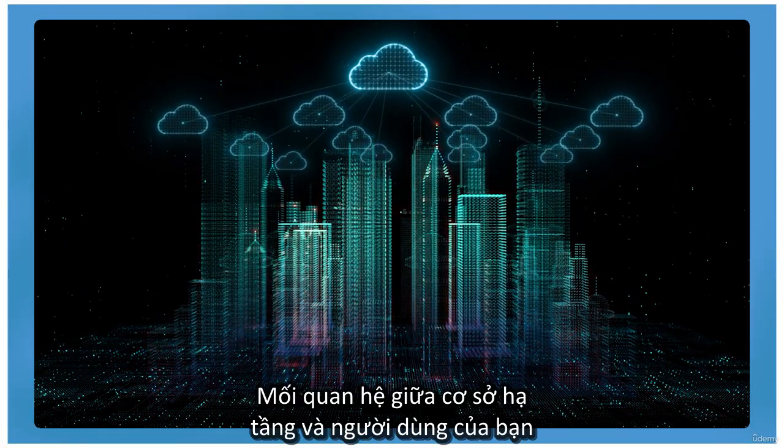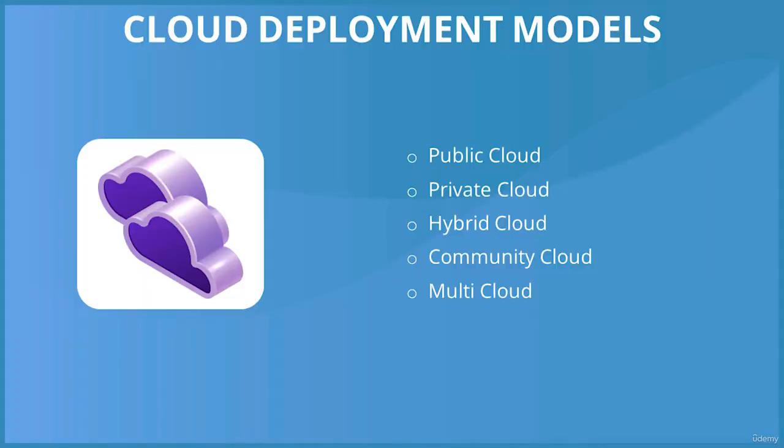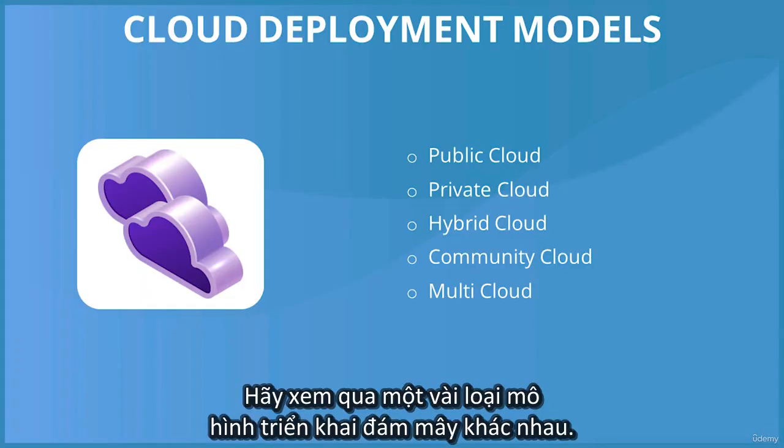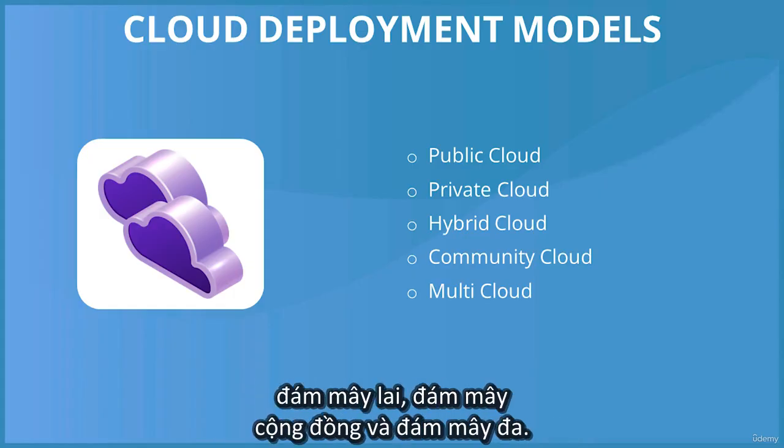Relationships between the infrastructure and your users are also defined by cloud deployment types. Let's check out a few of the different types of cloud computing deployment models. We've got the public cloud, the private cloud, a hybrid cloud, community cloud, and multi-cloud.